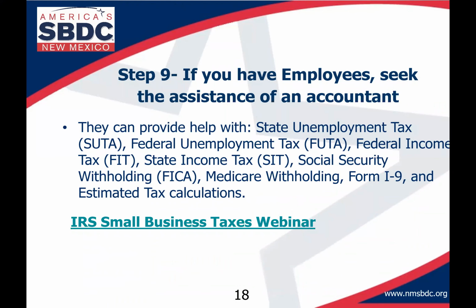Step 9 is if you have employees, seek the assistance of an accountant. You could see all the tax acronyms on the slide. And if you aren't willing or able to deal with them, please seek out a bookkeeper or an accountant. The IRS website, and I showed you that, has a wealth of information on your federal tax obligations. The New Mexico Taxation and Revenue Department has that webinar just for new employers. And there's that link to the lesson, the small business taxes, the virtual workshop.